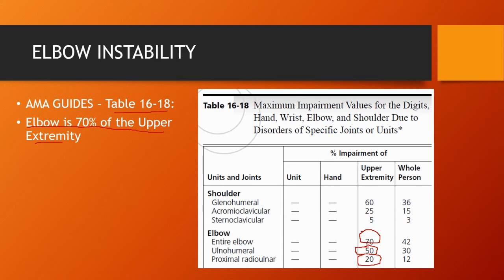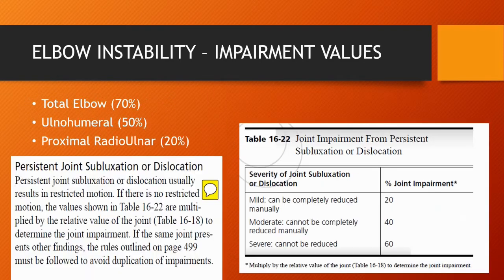So what's going to happen is the AMA Guides are going to provide impairment values as a percentage of loss of upper extremity function, and then we would simply do a multiplication process, taking that particular percentage times the 70% of the upper extremity function in order to arrive at a whole person impairment rating. And we'll go through a couple of examples as to how to do that.